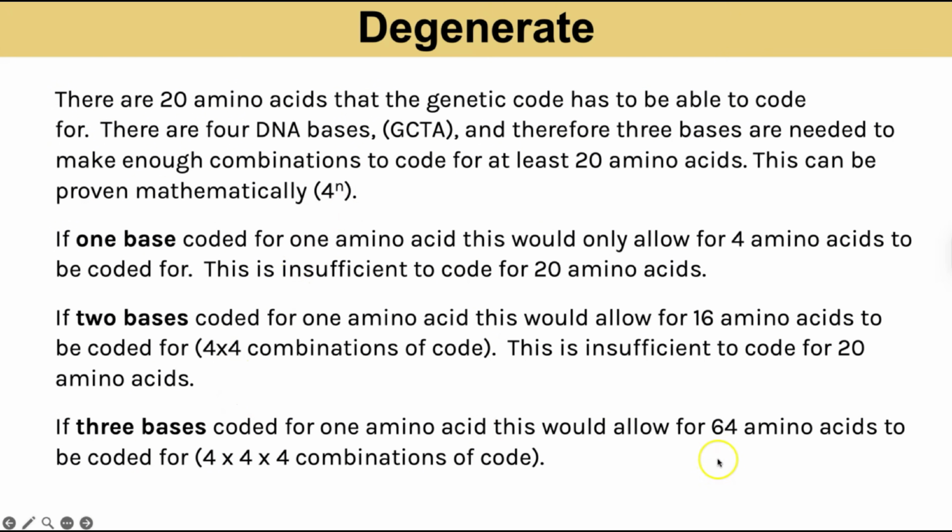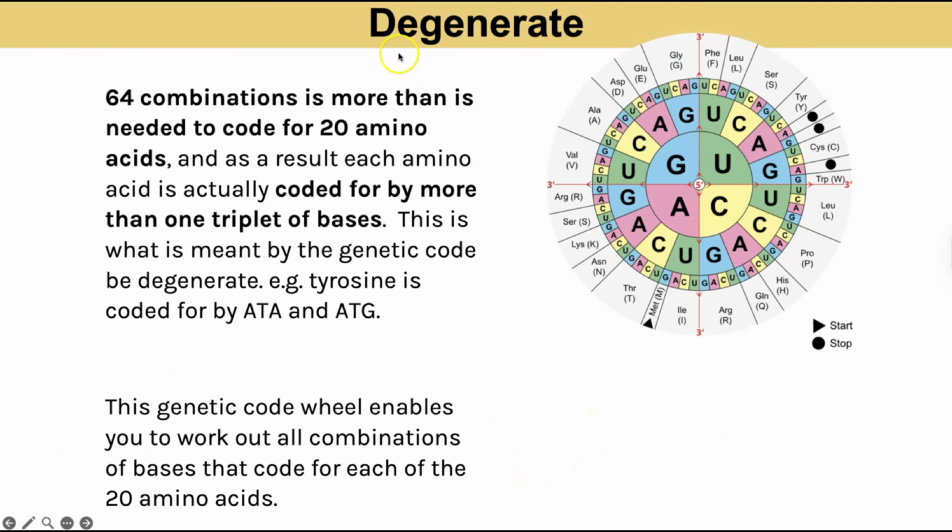4 to the power of 3 is 64, so that is sufficient to code for 20 different amino acids, plus there are extra. And that is what leads to this property of the genetic code being degenerate. Because there are 64 combinations, which is more than the 20 amino acids, as a result, each amino acid is coded for by more than 1 triplet of bases. So that is what we mean by the genetic code being degenerate.